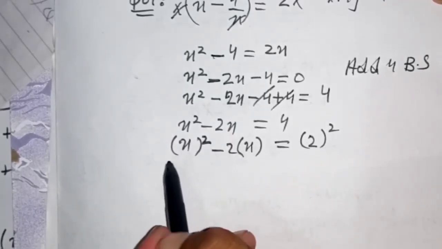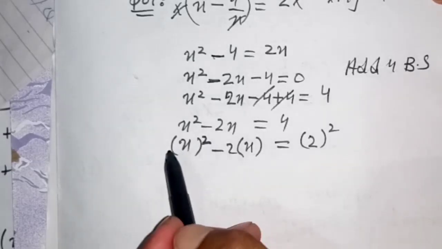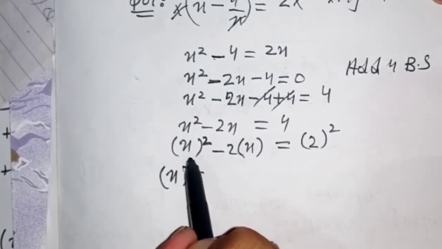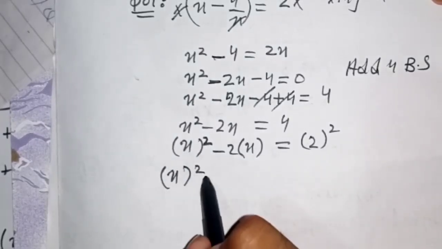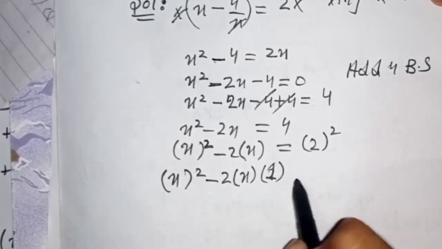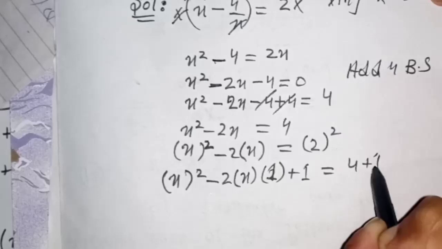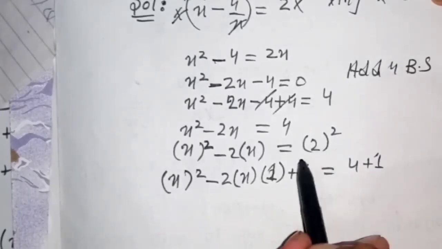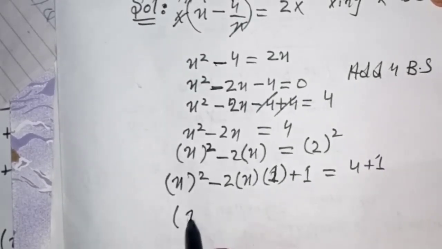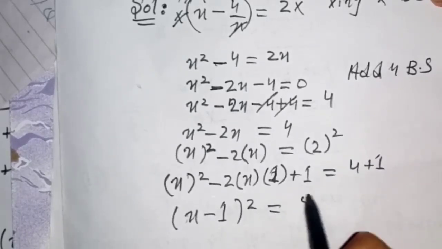So we will add 1 on both sides, so we get x² minus 2·x·1 plus 1. We add 1 here, and likewise 4 plus 1, so we get (x minus 1)² is equal to 5.